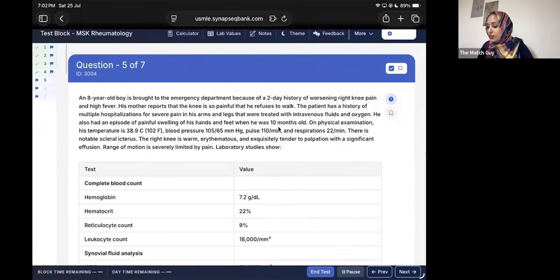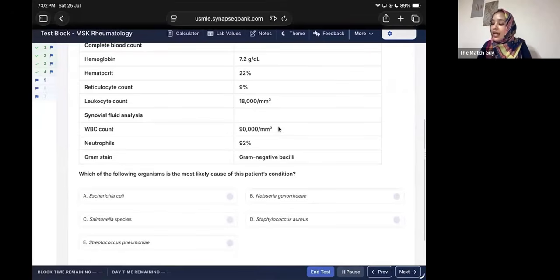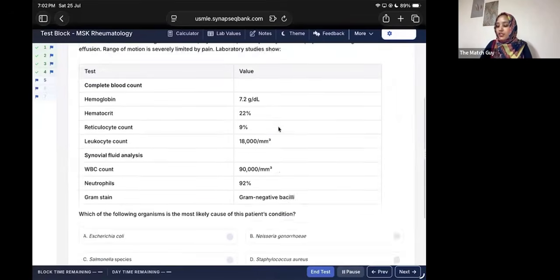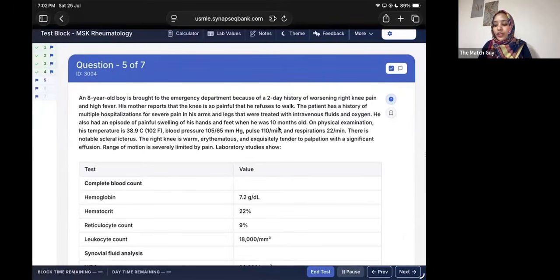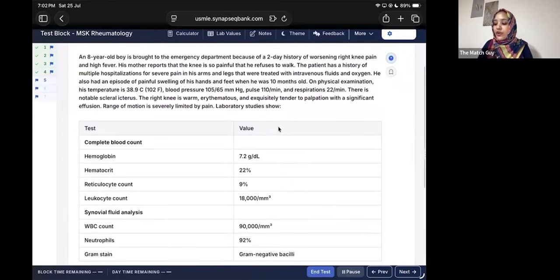Okay, let's do this question. It's asking about an organism, okay? The organism that's most likely the cause of this patient's condition. He's an 8-year-old boy with a 2-day history of worsening right knee pain and high fever. The knee is so painful he refuses to walk. He has a history of multiple hospitalizations for severe pain in his arms and legs that were treated with intravenous fluids and oxygen. He also had an episode of painful swelling of his hands and feet when he was 10 months old.